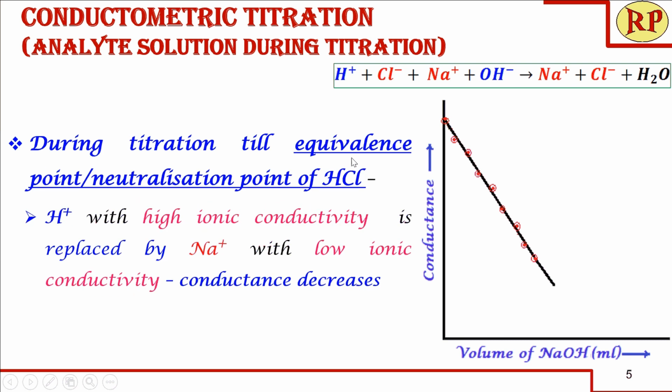And during the titration, till the equivalence point or the neutralization of HCl, because we have two acids here, we are talking only about the neutralization point of HCl. Till then, when NaOH is added to HCl, NaCl forms. But as the titration progresses, the slow moving Na+ ions with low ionic conductivity replace the fast moving H+ ions with high ionic conductivity, and the overall conductance slowly starts decreasing. This happens till the equivalence point of HCl. So the conductance decreases.